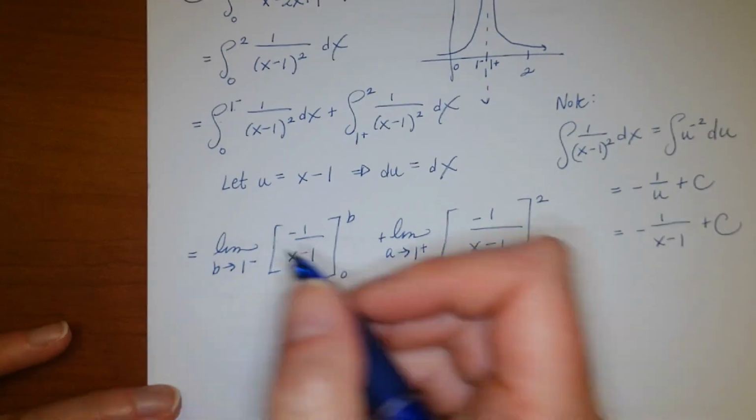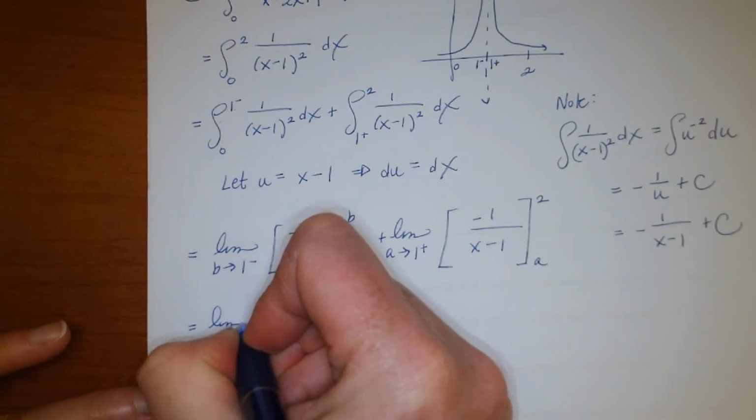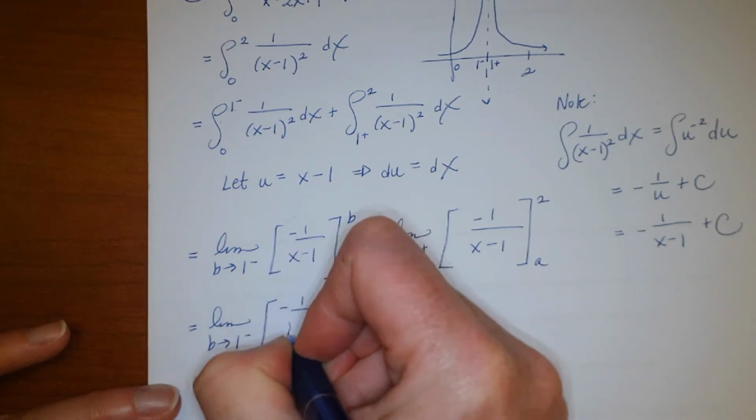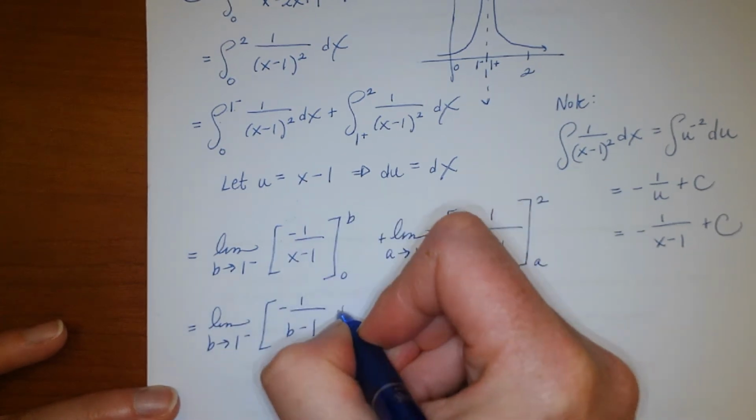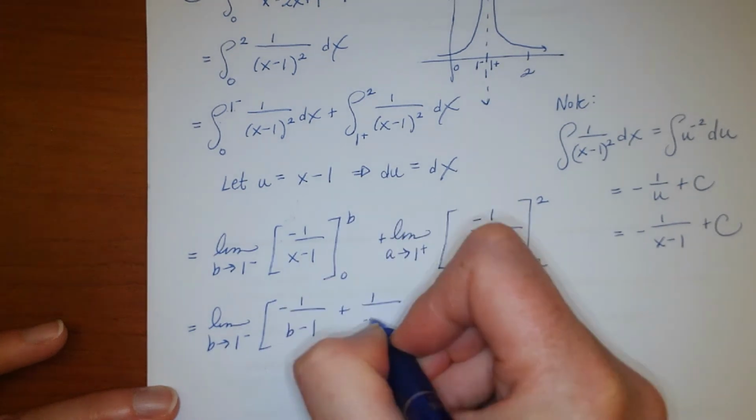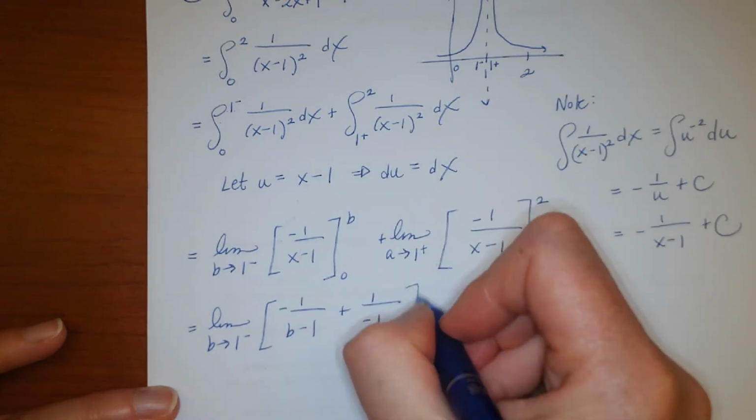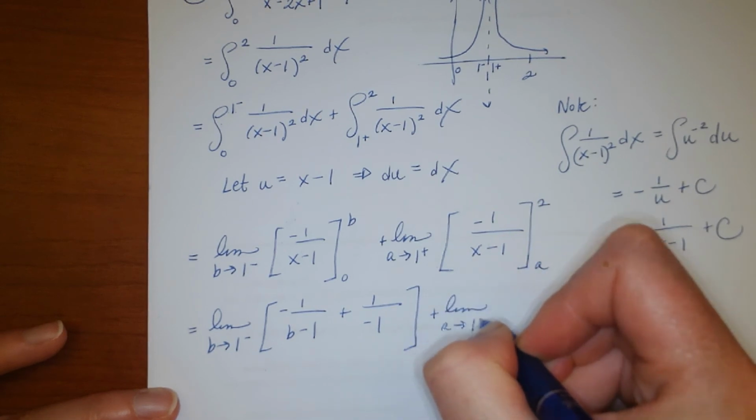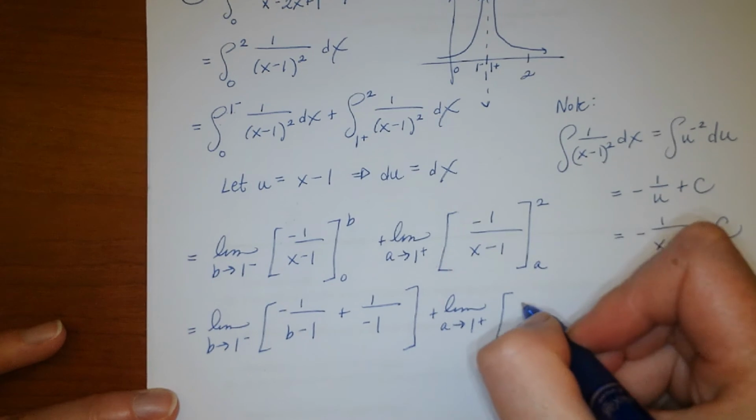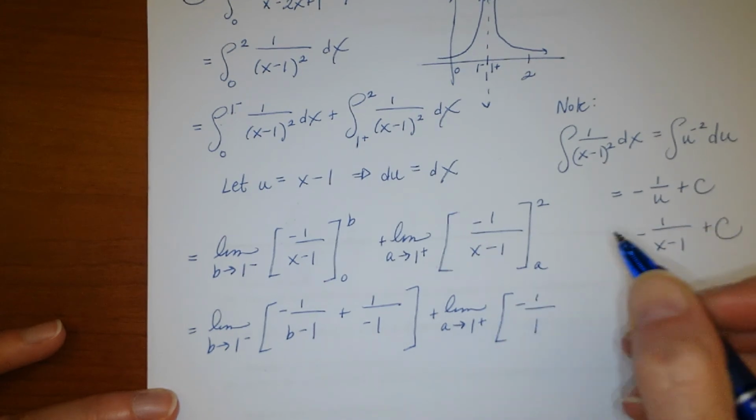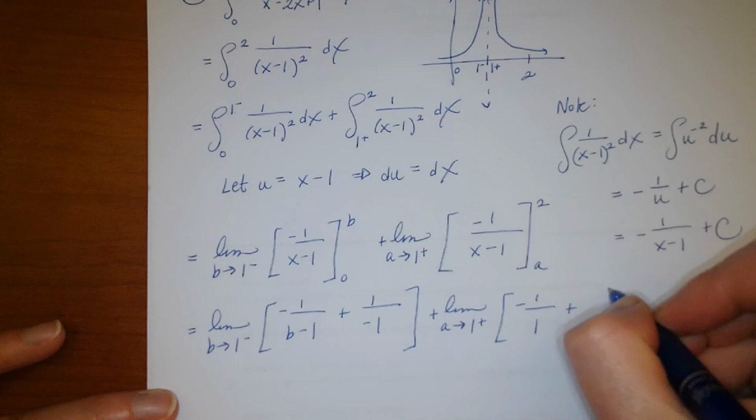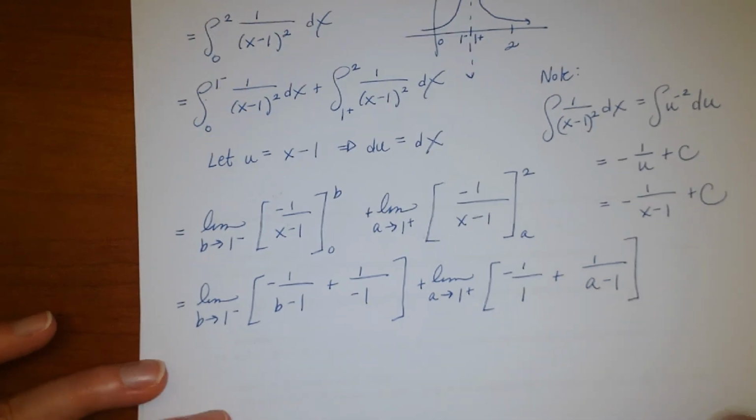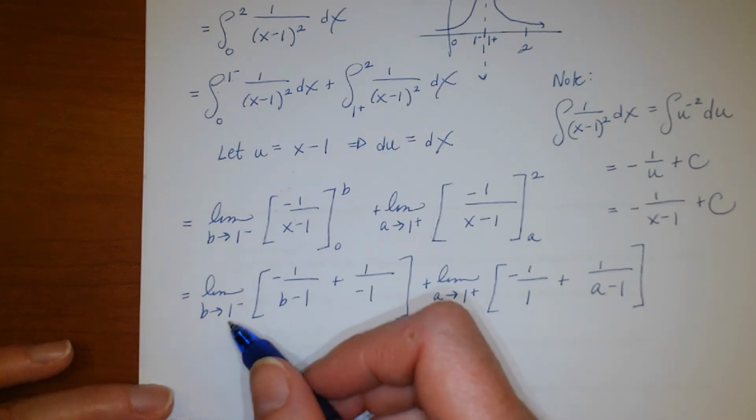There we go. Okay. So we'd have limit as b approaches 1 from the left of -1 over b minus 1, plus 1 over plugging 0 in would give us -1, plus the limit as a approaches 1 from the right of -1 over 1 from plugging the 2 in, and then plus 1 over a minus 1 from plugging in the a value. Whew, okay, now let's see what happens.